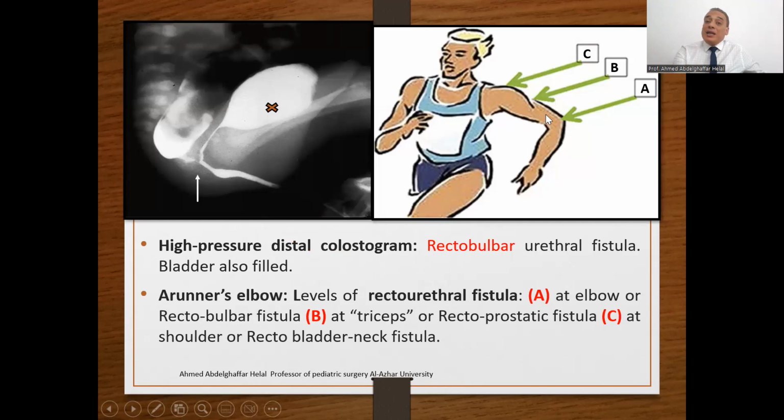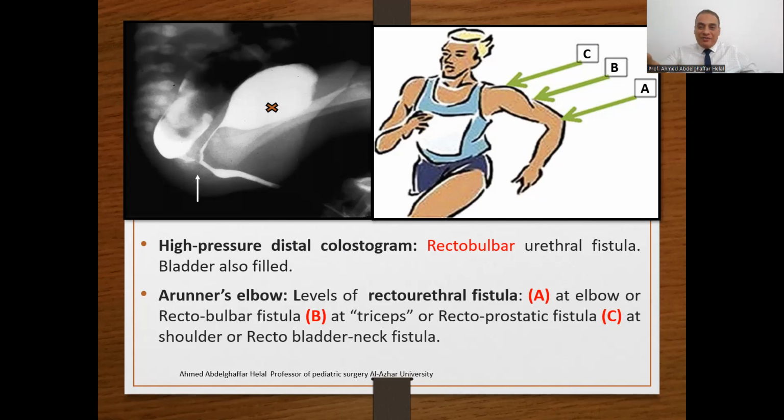This is an example or demonstration of what's called Horner's elbow. Well demonstrated, you can imagine the levels of the rectourethral fistula. The rectourethral fistula may be here at the elbow, or what's called rectobulbar fistula in the lower part of the urethra. Maybe here at the triceps, called rectoprostatic fistula, and maybe here at the shoulder, or rectobladder neck fistula. So you can imagine that this Horner's elbow will demonstrate the levels of the rectourethral fistula.